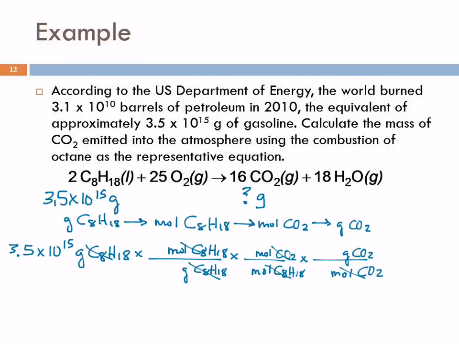So we need numbers for 3 terms. I like doing the easy one first. The middle one's easy. All I have to do is look at the balanced chemical equation. I've got moles of CO2. There's 16 moles of CO2. So I write 16 in here. 16 moles of CO2 come about from 2 moles of octane burning. So I'm going to write a 2 down here.